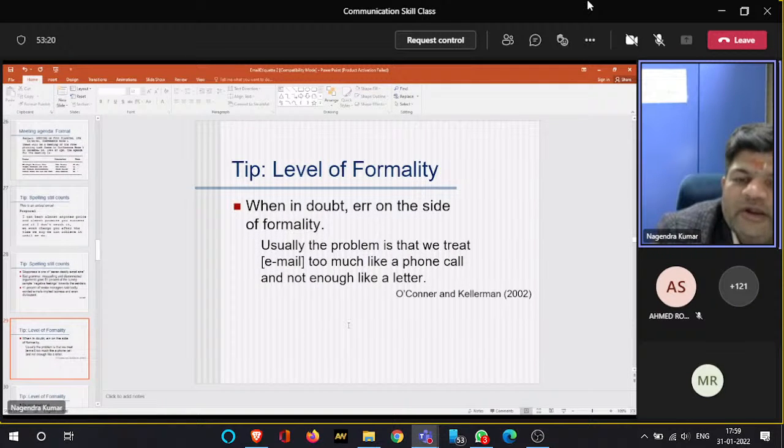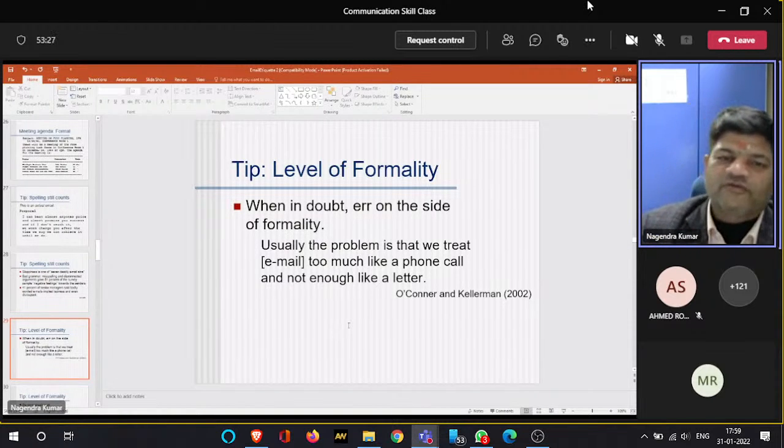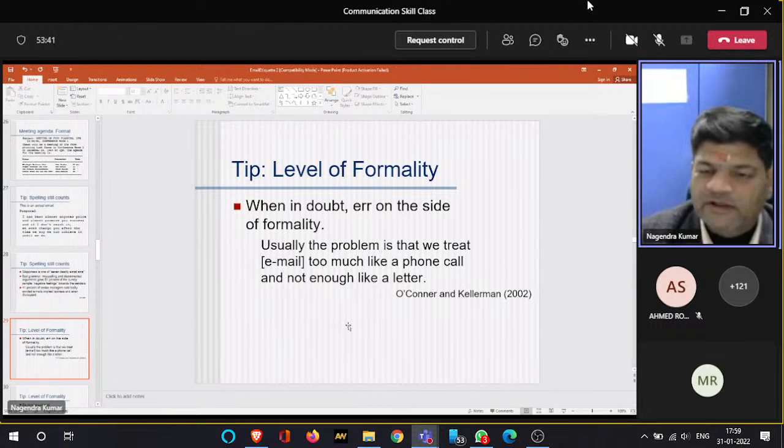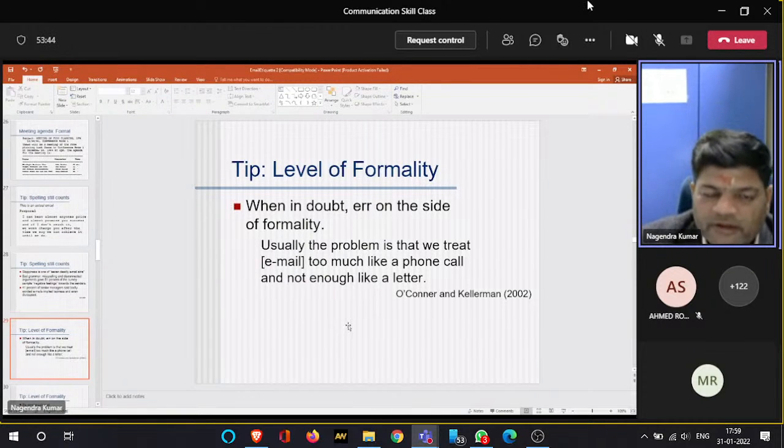So whenever you are in doubt, you always stay on the side of formality. Many a time, people think, should I write "Dear Sir", or should I write "Mr. So and so" and start? If you are in doubt, it is better to use more formality rather than less. So rather than starting your email with "Mr. So and so", if you can write "Dear so and so", that will be preferable.